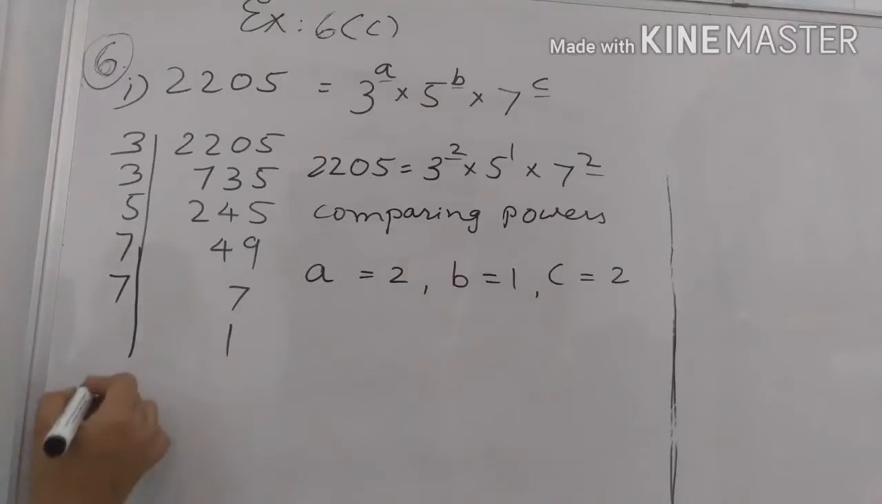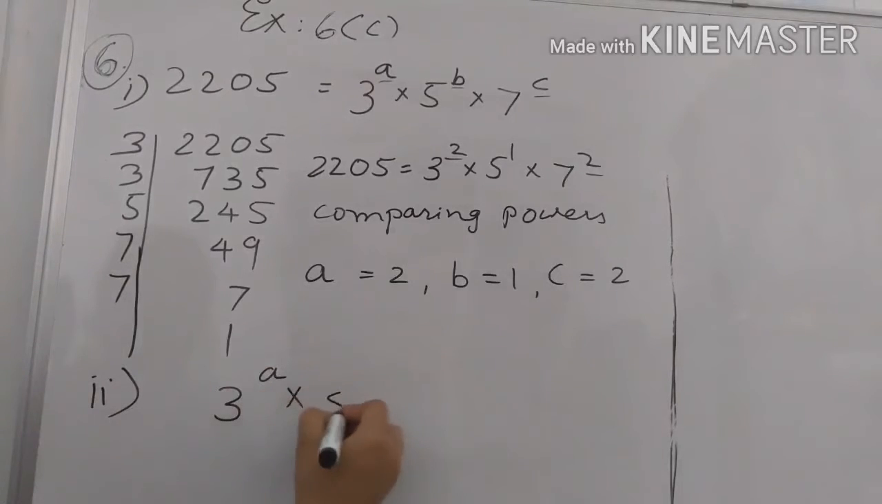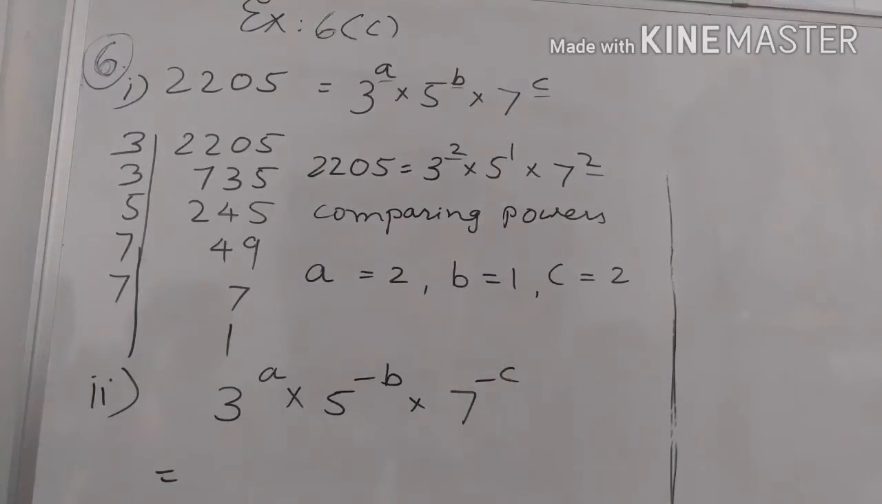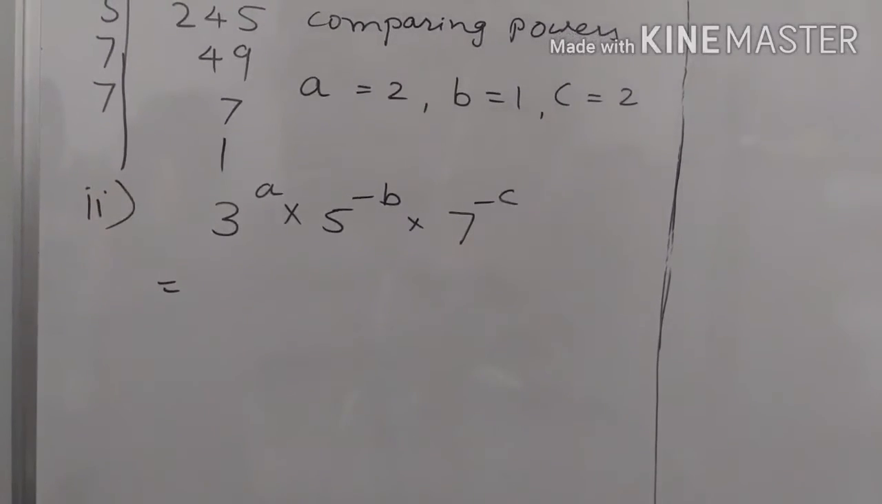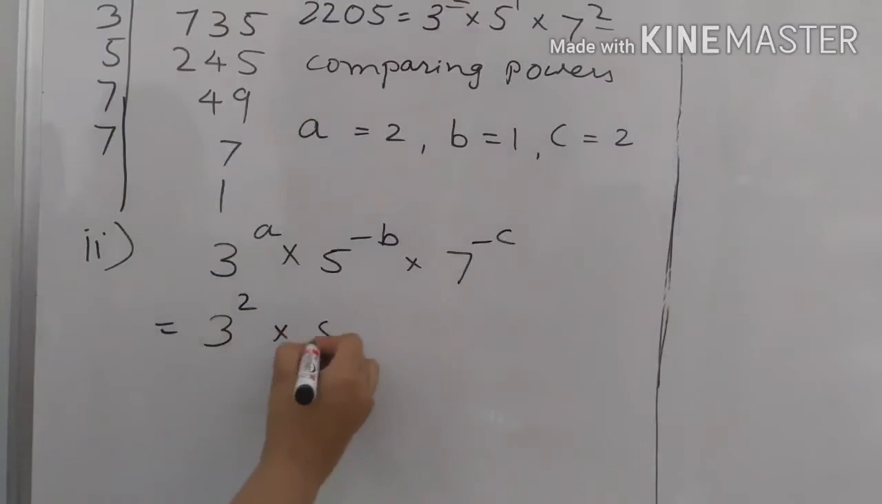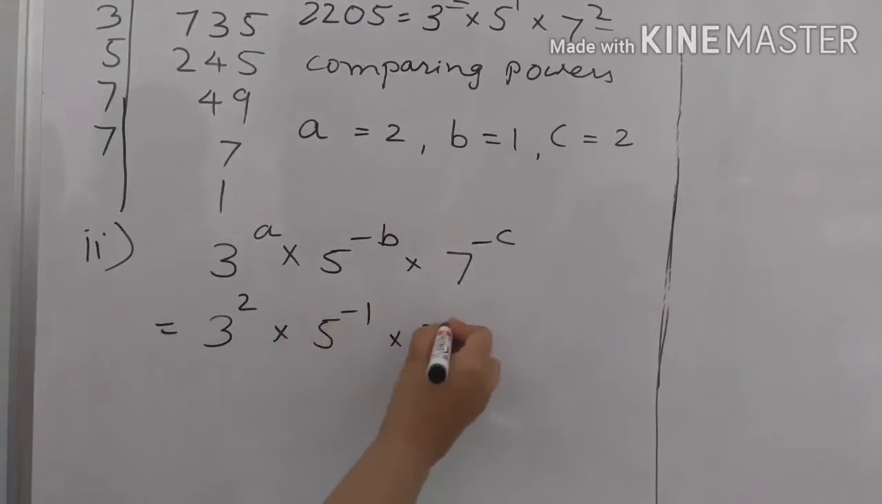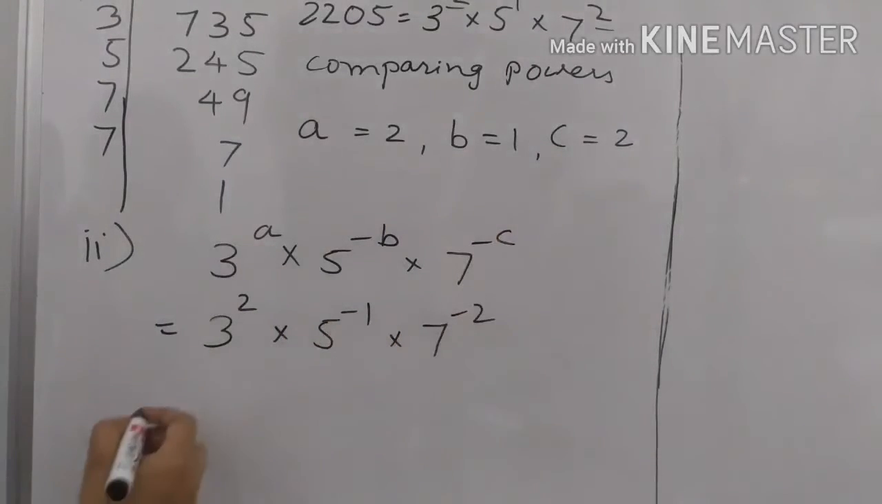Now let us move on to the second part. In the second part, we have to evaluate 3 raised to a into 5 raised to minus b into 7 raised to minus c. And here the a, b, c values we will take from the first part. Whatever we have found in our first part, we will use it here. So I write 2 instead of a, minus 1 instead of b, and 2 instead of c, so minus 1 and minus 2.